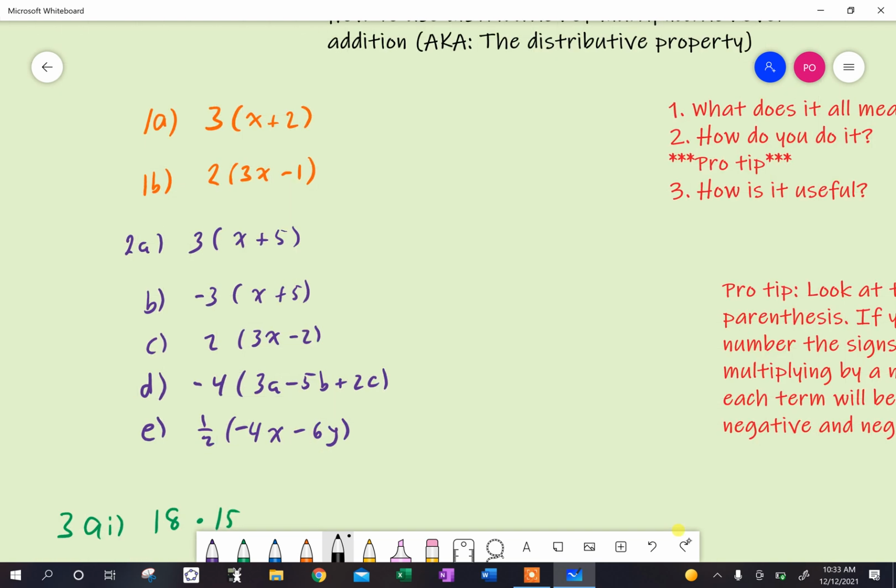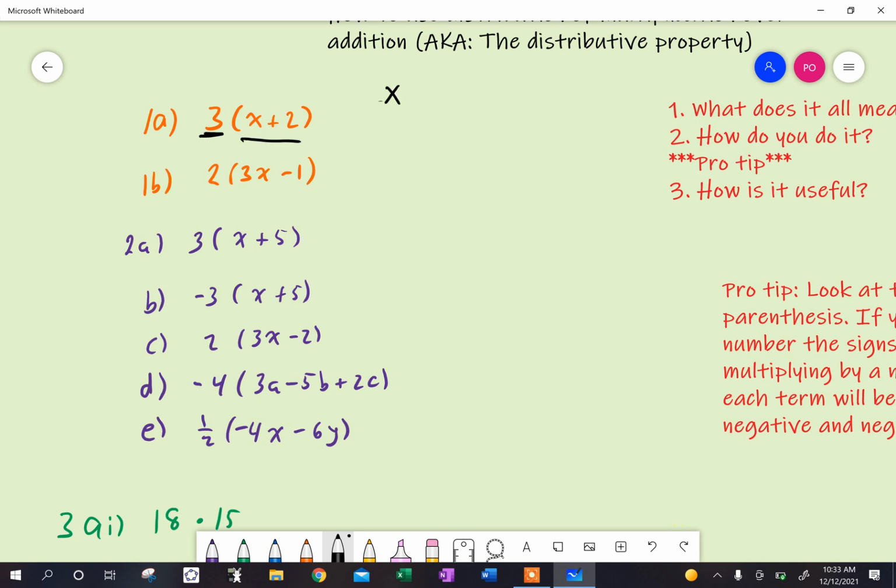Well, we know what 3 times 2 means. 3 times 2 means I have 3 groups of 2. 1, 2, 3. And therefore, it's 6. That's all it means. All right, so let's take a look at what it would mean if I had 3 groups of x plus 2.